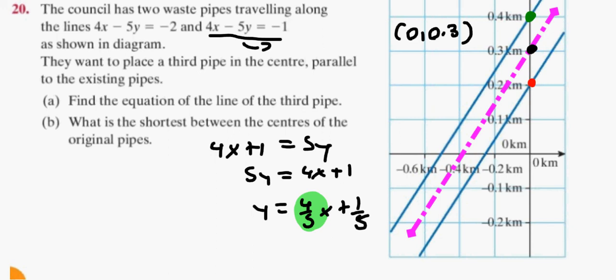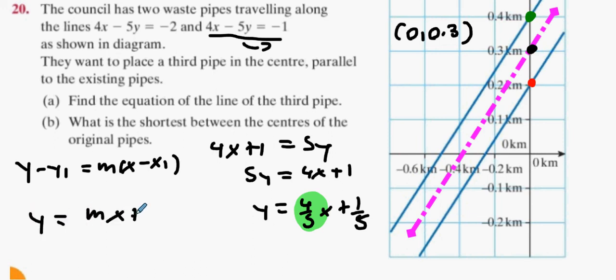The slope of that graph is 4 over 5. I have a lazy way of doing it. I could do it this way. Everybody see that way? Does anybody have a quicker method for me? A quicker method would be just to use y equals mx plus c. Why is it quicker? Well, you know that the slope is 4 over 5. And where does it cross the y-axis? 0.3. And what's 0.3 the same as? 3 over 10.